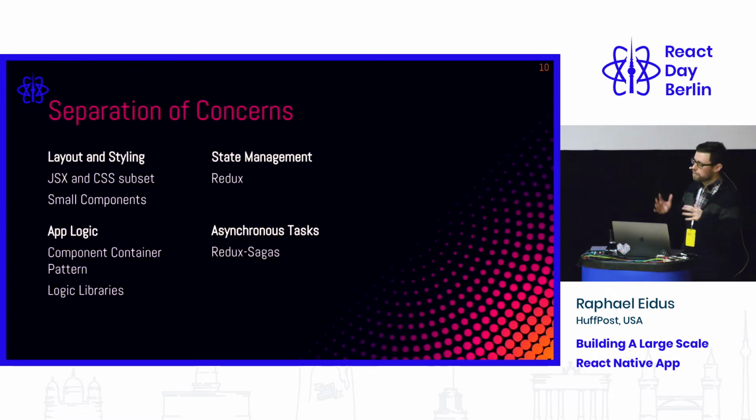So we thought about four main pillars to our application. Layout and styling, so we're using JSX and a subset of CSS to do component styling, nothing groundbreaking. App logic, so what was important was that there is a division between just the layout and the styling and the application logic, our business logic. So we try to extract that out as much as possible from the strict UI layer.